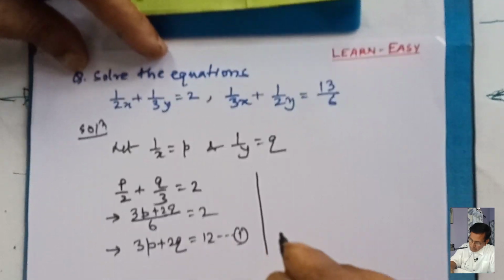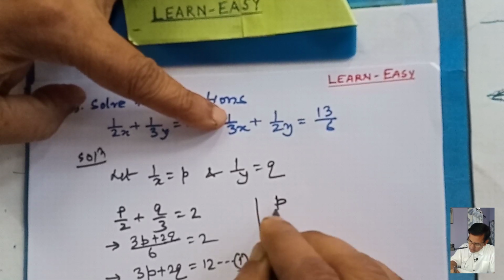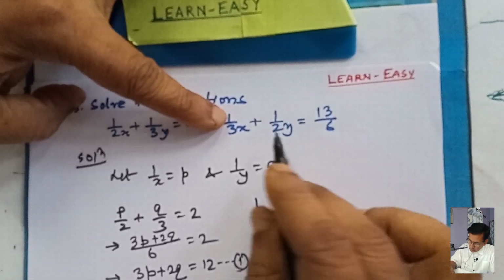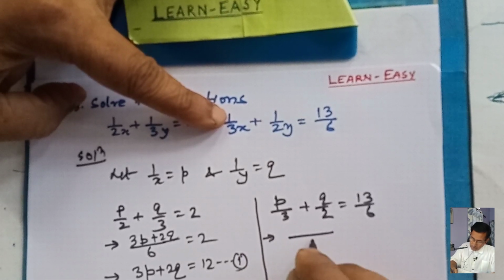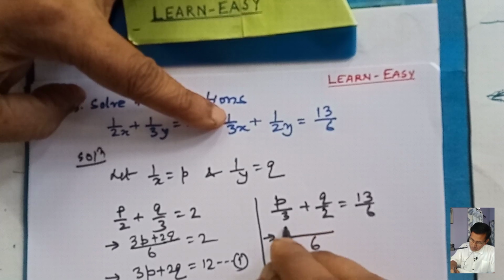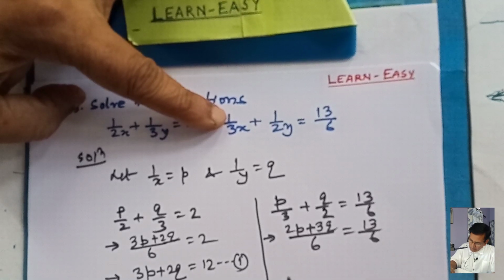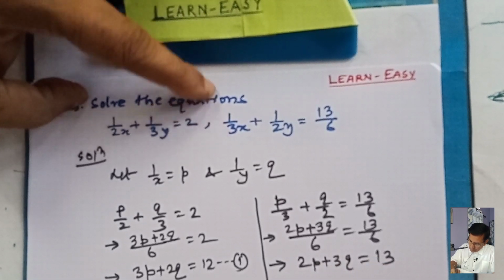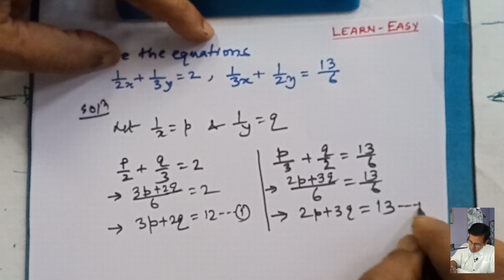Similarly, P by 3 plus Q by 2 is equal to 13 by 6, or multiplying by 6, 2P plus 3Q is equal to 13 by 6, or 2P plus 3Q is equal to 13 after cancelling 6 from both sides. So this will be equation number 2.